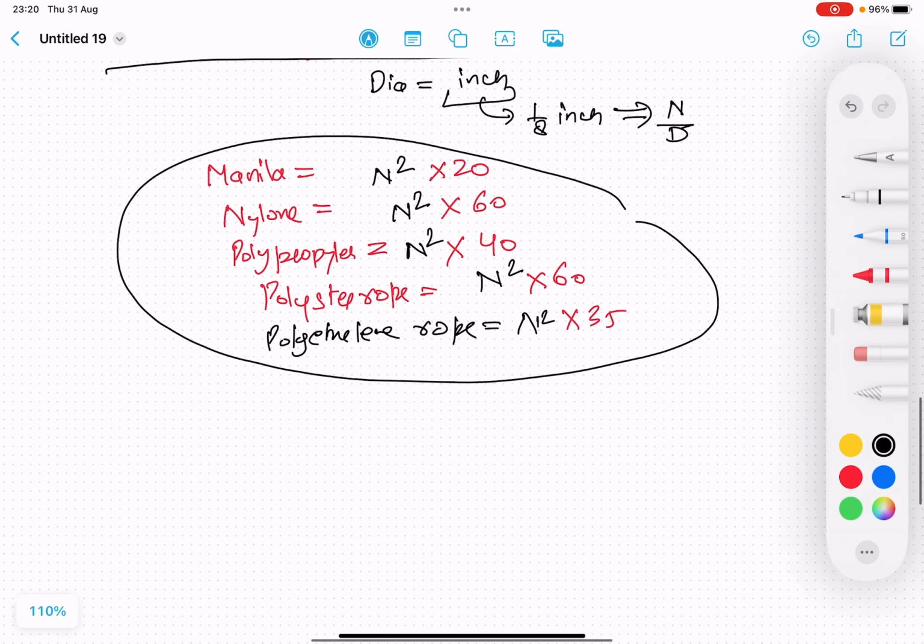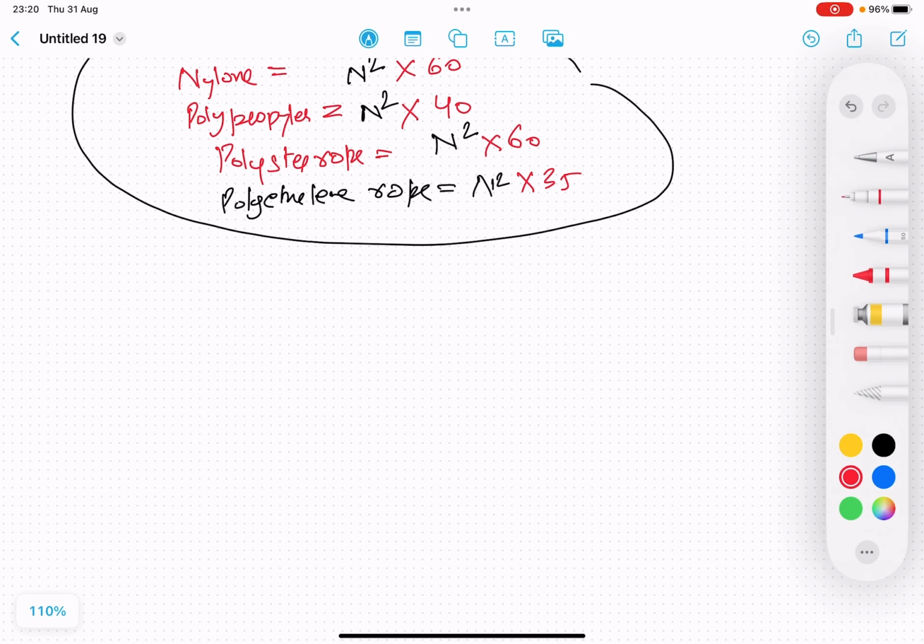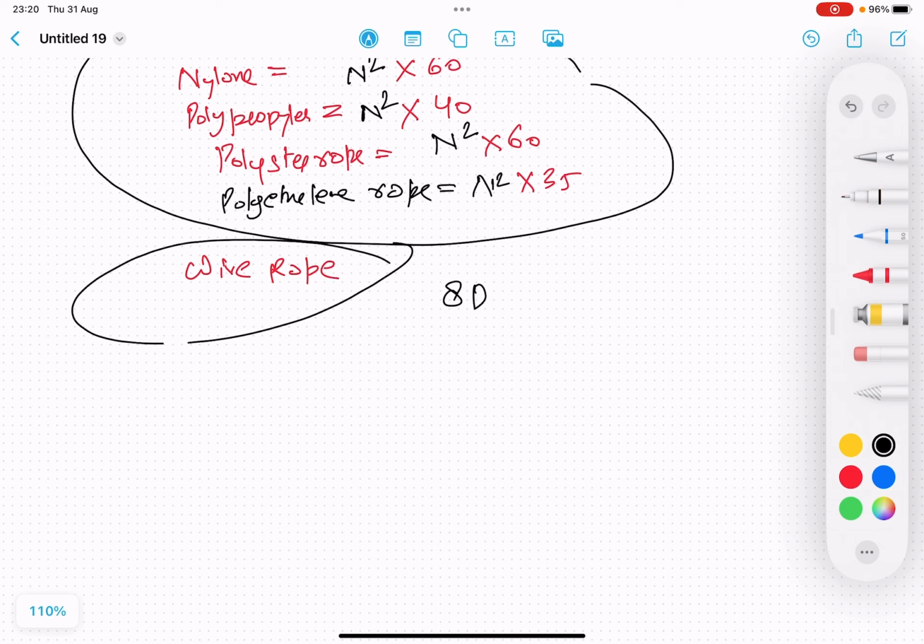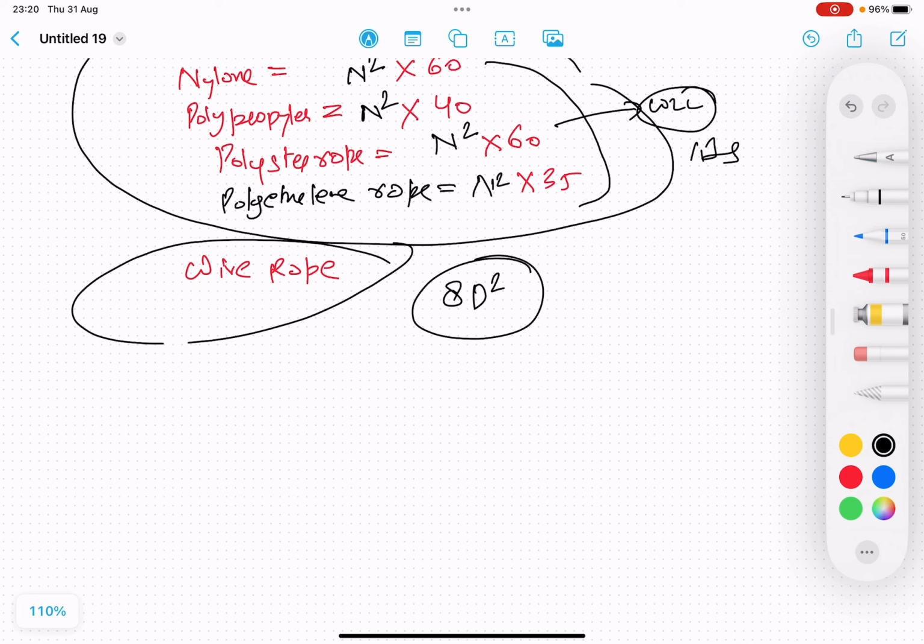Now there is one other rope, the wire rope. For this wire rope, this formula is generally known by everyone. It is simple, 8 into d squared. But here in our formulas, whatever WLL is coming, that is coming in pounds, lbs. Okay, and 1 pound is equal to 0.45 kg. Okay, it is clear to you.